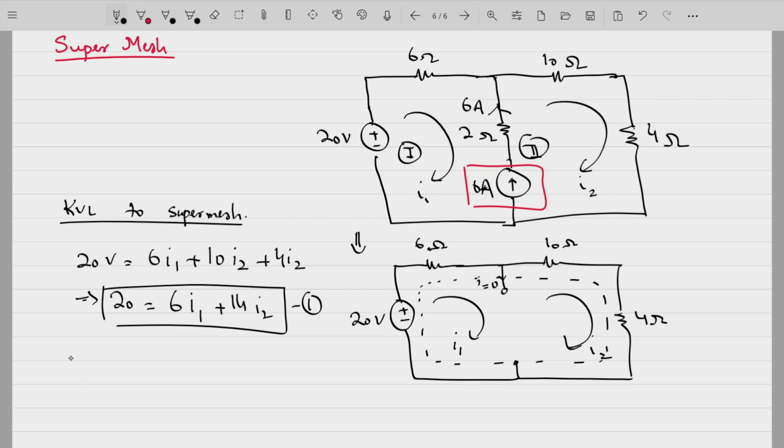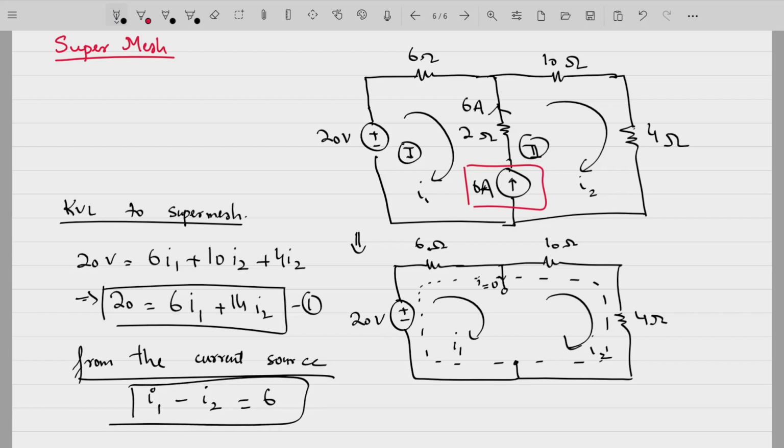So from the current source, we can say that I1 minus I2 is equal to 6 amperes. So this forms your equation number 2.